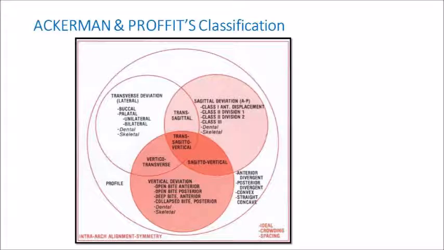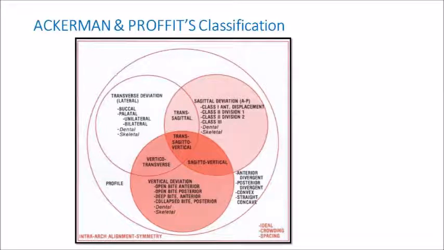Now coming to the three subsets further to profile, you have three subsets which are equally important, not like one within the other. These three subsets are equally important. This includes your sagittal deviations, your transverse deviations, and your vertical deviations. Sagittal deviations are similar to what we have seen in Angle's classification of malocclusion. It can be class 1, class 2, and class 3, and it can be skeletal as well as dental.